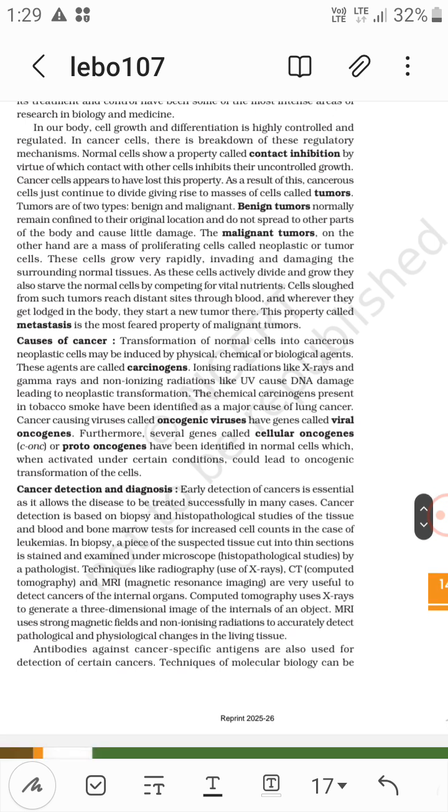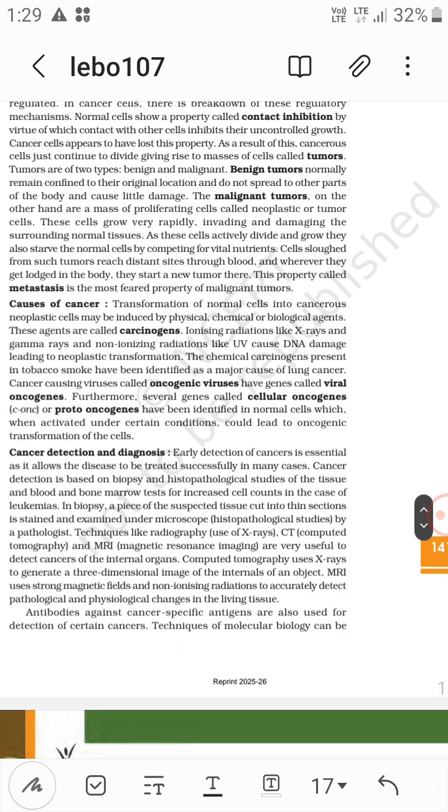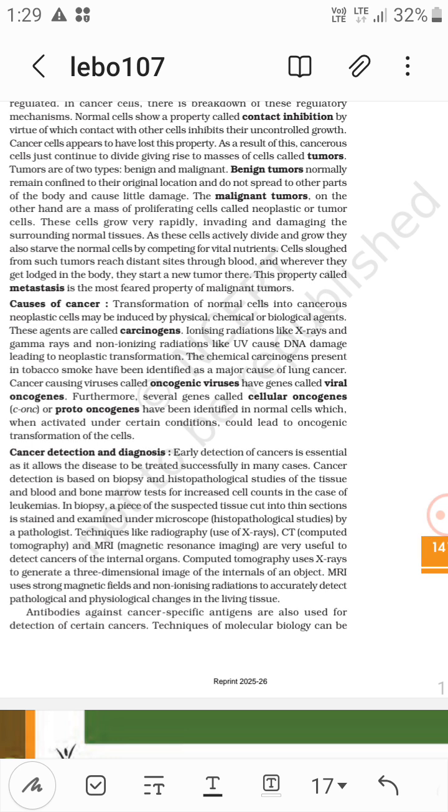Now the causes of cancer. The transformation of normal cells into cancerous neoplastic cells may be induced by physical, chemical and biological agents. These agents are called carcinogens. Ionizing radiation like X-rays and gamma rays, and non-ionizing radiation like UV rays, cause DNA damage leading to neoplastic transformation.